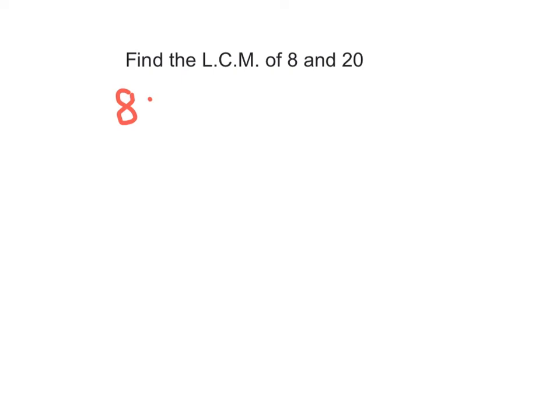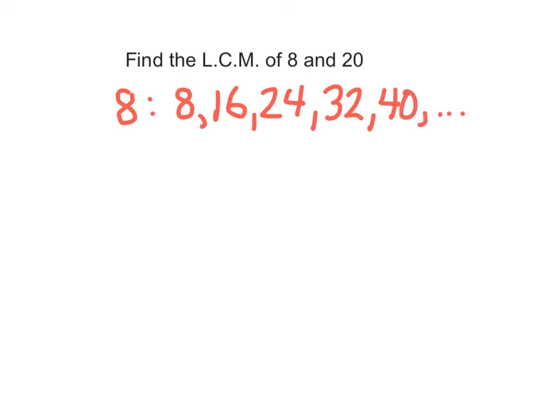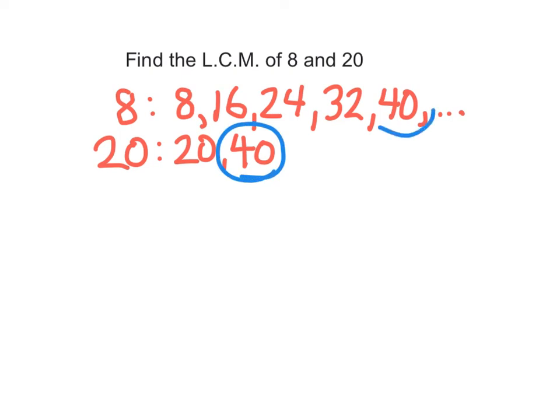So we have multiples of 8, starting with 8 times 1 is 8, 8 times 2 is 16, 8 times 3 is 24, 8 times 4 is 32, 8 times 5 is 40. Let's do multiples of 20. 20 times 1 is 20, 20 times 2 is 40. There we go. There's the least common multiple for 8 and for 20.